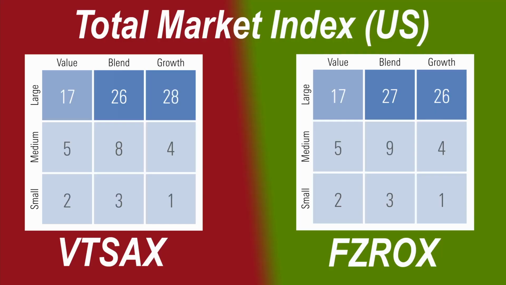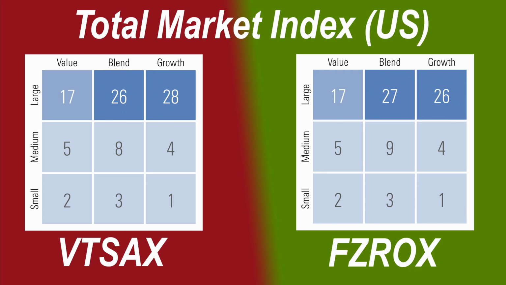Let's briefly look at the equity styles of the indices. Here are the equity styles of the total stock market indices, VTSAX on the left versus FZROX on the right. If you haven't seen my other videos explaining the equity style box, I think it's a great way to quickly compare funds. There are two dimensions. The first is size, with large, medium, and small. This groups companies based on the total amount of money invested in the company. The other dimension is the breakdown of growth versus value, or a blend of the two.